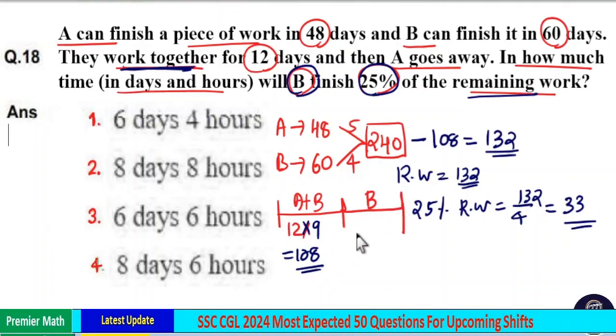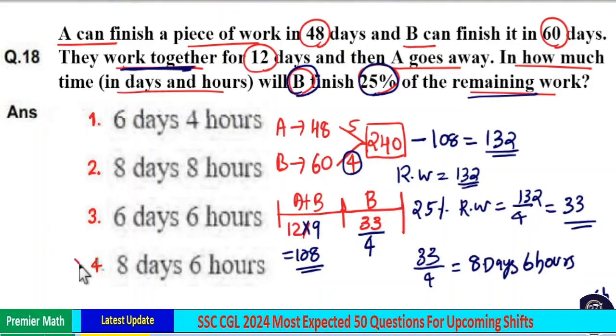B alone will finish 25% of the work, that is 33 units of work. Here B can finish 4 units of work in a day. So 33 units will be finished by B in 33 by 4 days. That is 33 by 4, which is 4 goes 8 times in 32, remaining 1 by 4. So 1 by 4 days means 6 hours. 8 days and 6 hours. So here the answer is option.